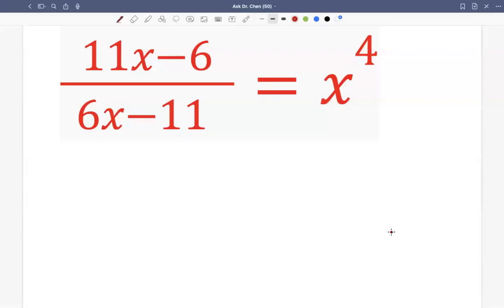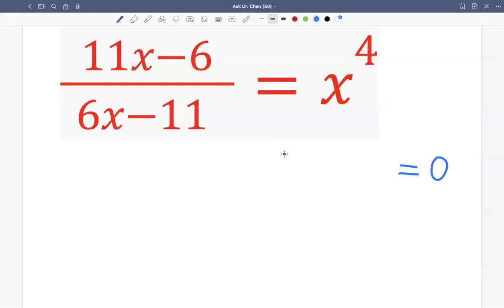Okay, let's try to solve this equation. We'll have a rational expression on the left-hand side, which means the variable x appears in the denominator. And on the right-hand side, we'll have a polynomial of degree 4. To solve this kind of equation, we want to construct common factors. So we want to put the expression in a factored form.